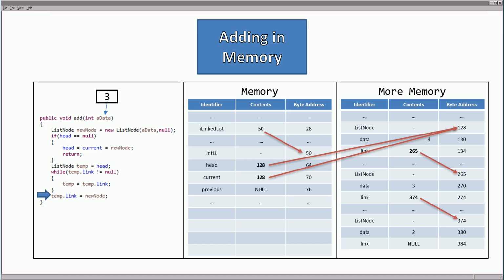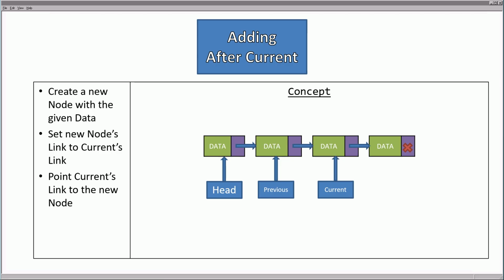This is how you can think of how a linked structure works in memory. We just abstract them into those boxes that contain the data and the reference. Let's take a look at a more interesting adding method. Let's say that we wanted to add in the middle of a linked list.